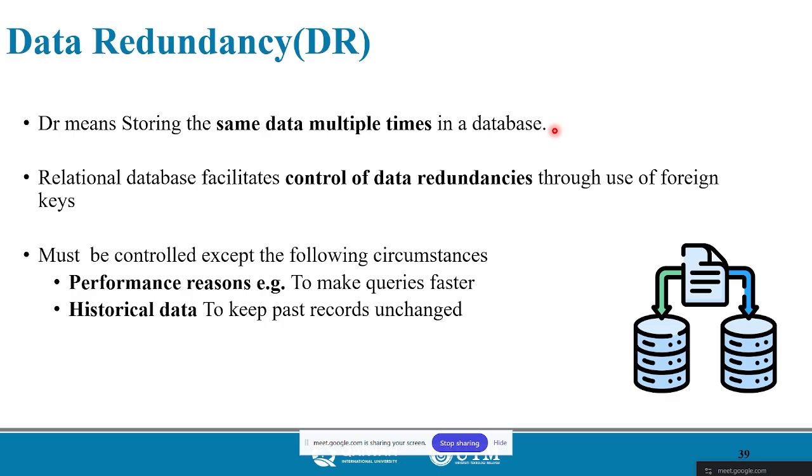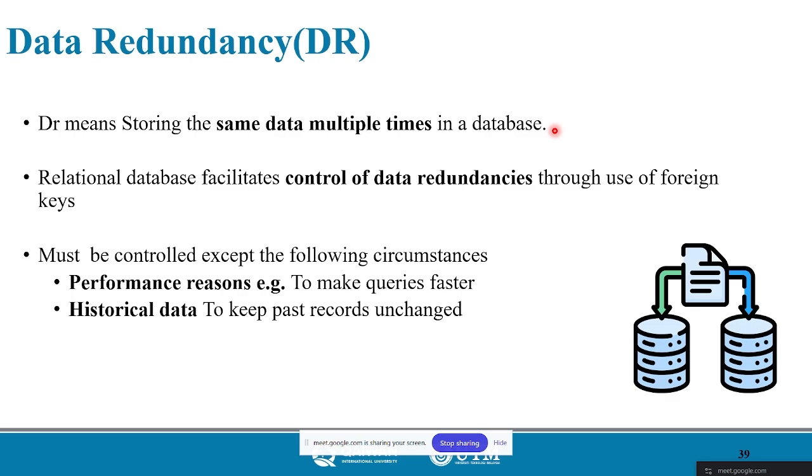However, it must be controlled, except in the following circumstances. We say that data redundancy should not be allowed by anyone. However, we have, of course, some special circumstances. The first one would be performance reasons, to make queries faster. However, if your database is 2 gigabytes, don't make it 4 gigabytes. In other words, don't let half of your data be redundant.